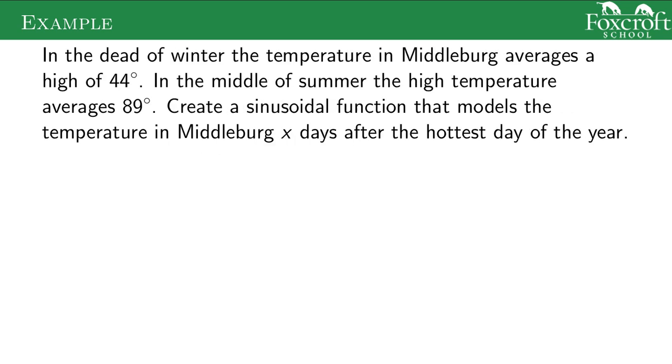And here's one more example. These ones are very common, temperature goes up and down with the seasons. So how could I find a function that models the temperature in Middleburg after the hottest day of the year? So first thing, midline: take the lowest, add the highest, and divide by 2. 44 plus 89 divided by 2 is 66.5. So that's the midline temperature. The amplitude is going to be 89 minus that midline.